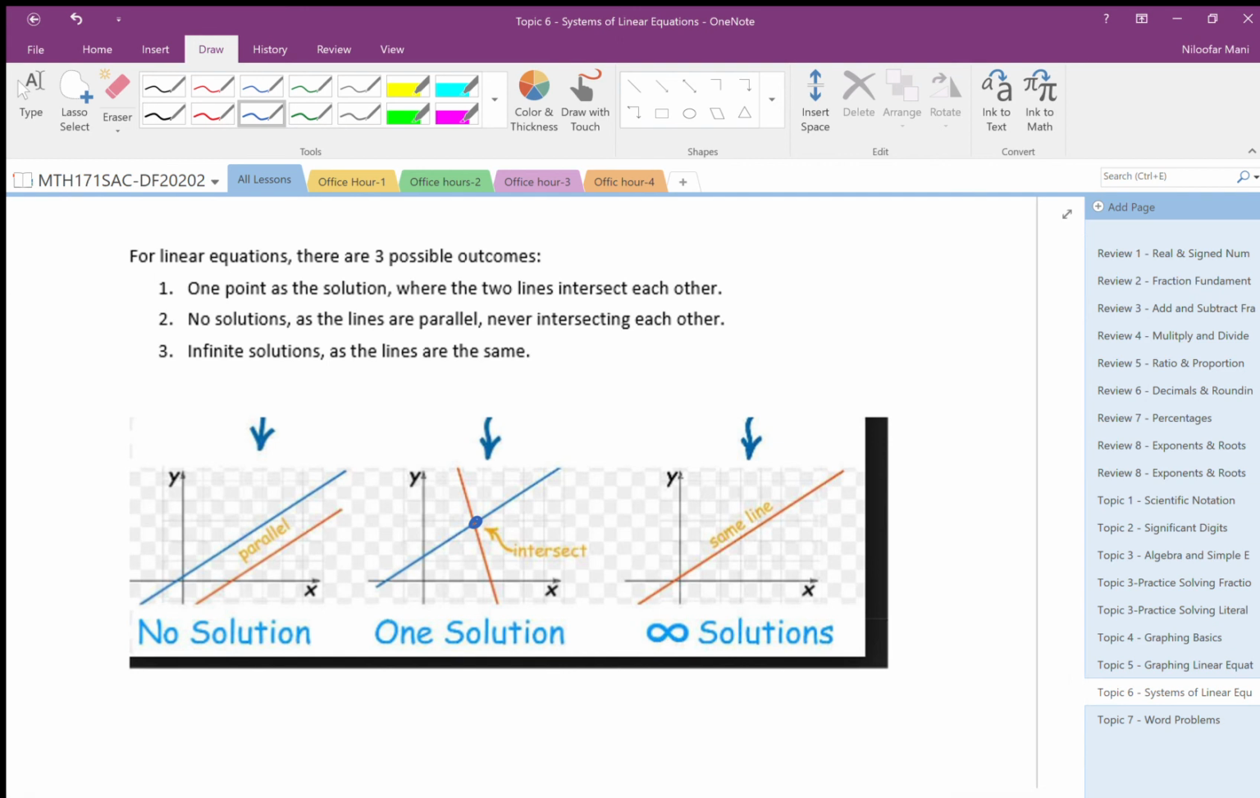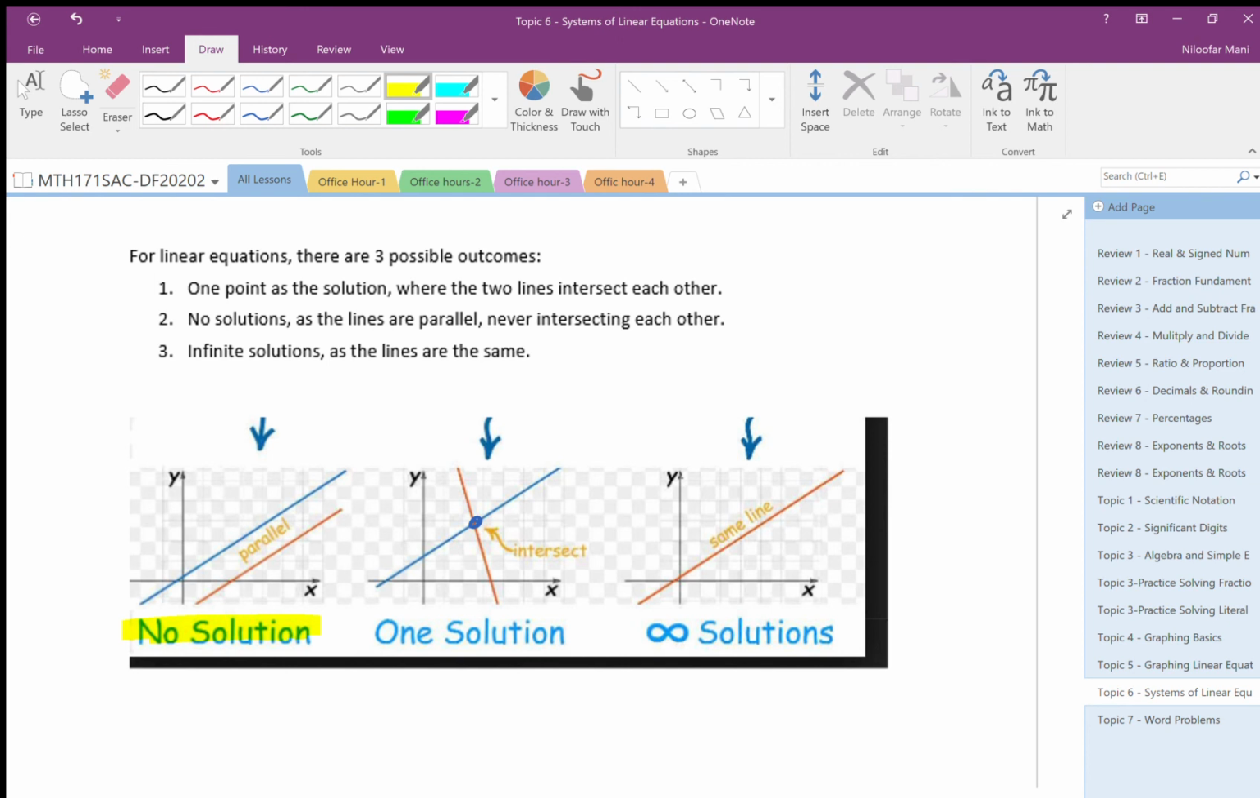Okay, maybe you would say, how about if both of them are parallel? If both of them are parallel, they don't touch each other. Oh, if they don't touch each other, then it means there is no solution, and you will see in future. And how about if they are both on top of each other? So it means they are the same line.